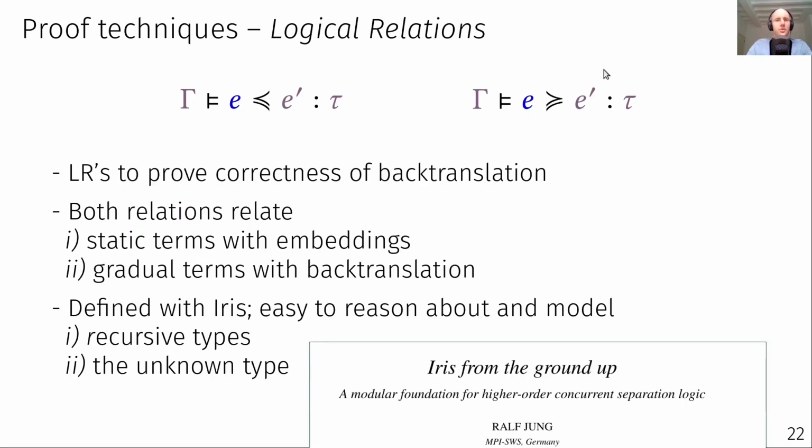We're also using two logical relations, both modeling some kind of refinement. We use them primarily to prove the correctness of our back translation, and both relations relate static terms with their embeddings and gradual terms with our back translation. Because of step indexing, we define them in Aarhus, which makes it easier to reason about and model the recursive types and the unknown type.